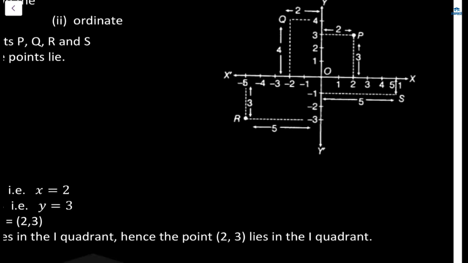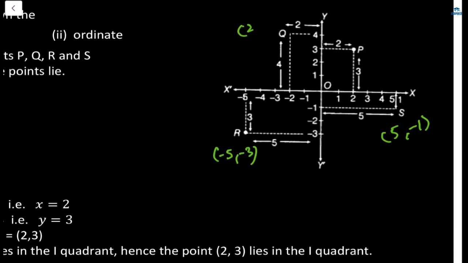For S it will be 5 and minus 1, because it is in the fourth quadrant. And here it will be minus 5 and minus 3. Here it will be 2 comma minus 2, and here minus 2 comma 4. And here 2 comma 3.